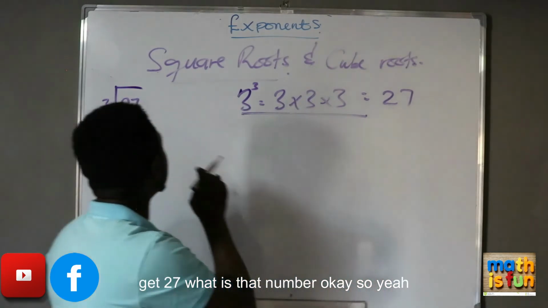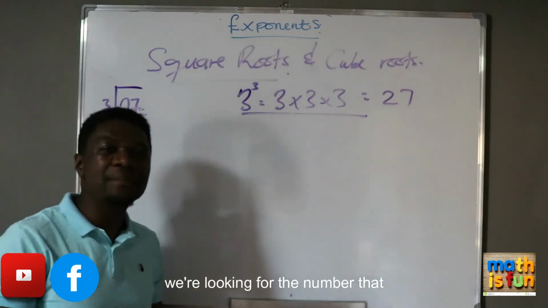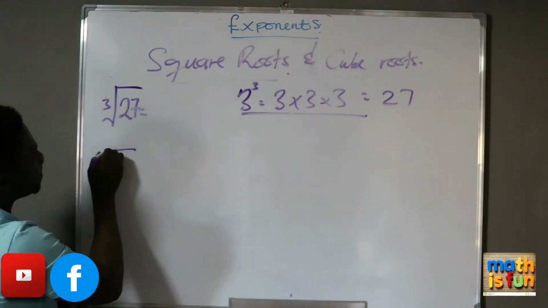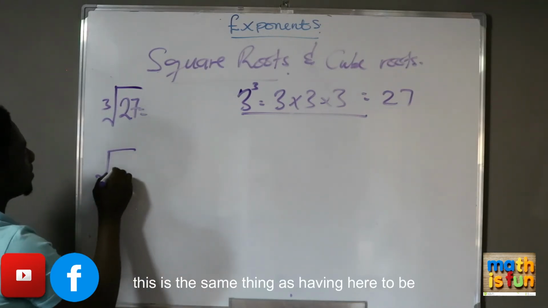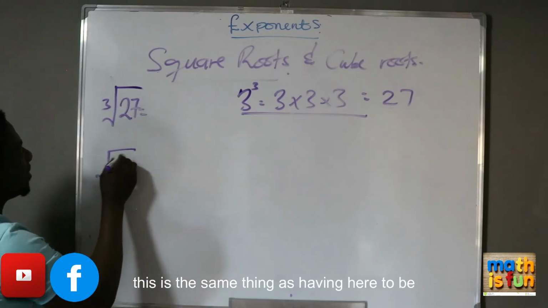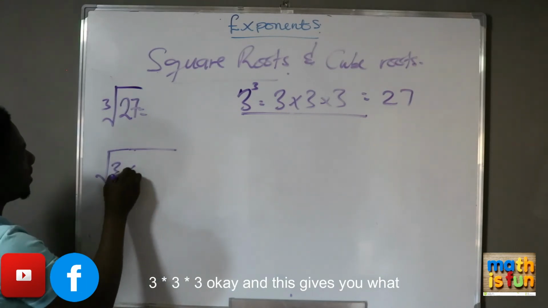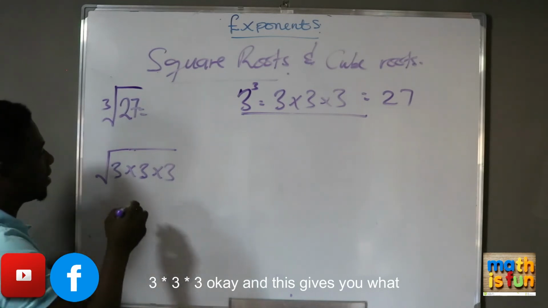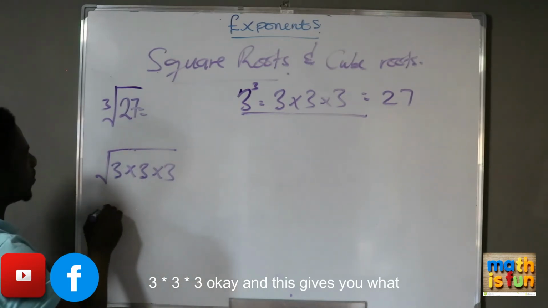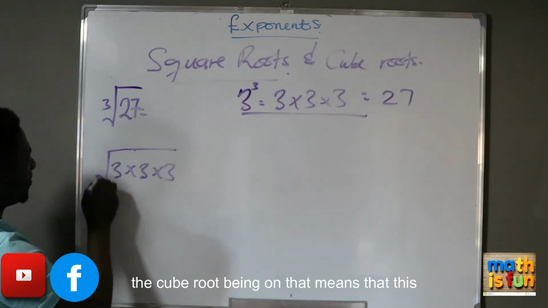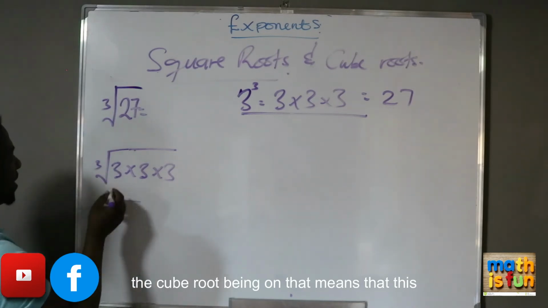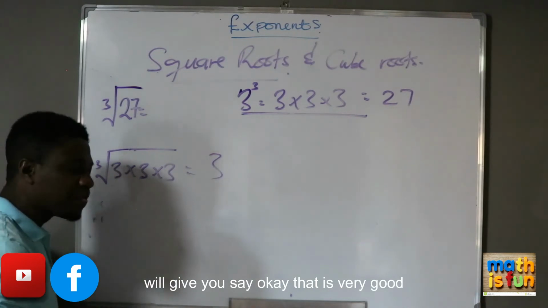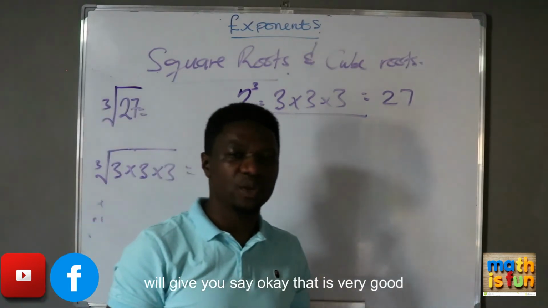Okay, so here we are looking for the number that multiplied itself twice. So this is the same thing as having 3 times 3 times 3. Okay, and this gives you what? The cube root being on that means that this will give you 3. Okay, that is very good.